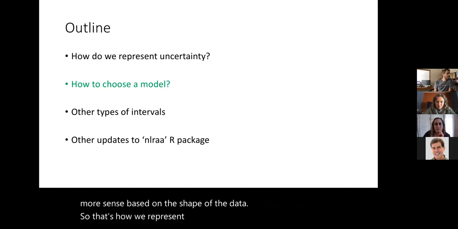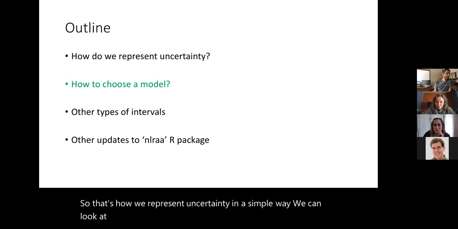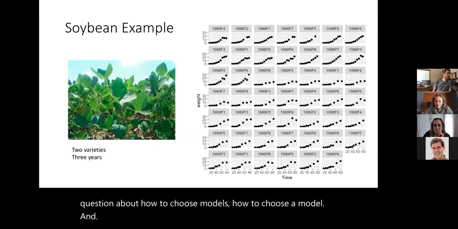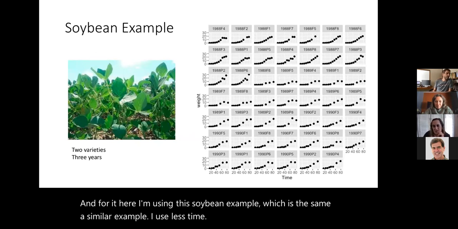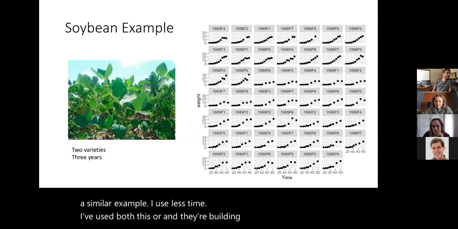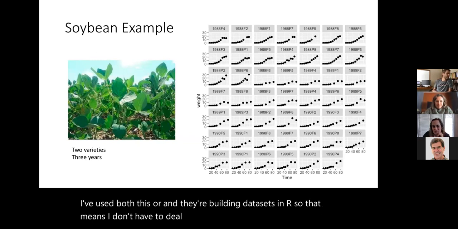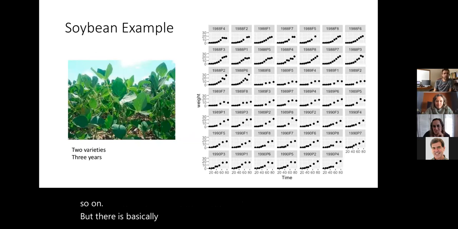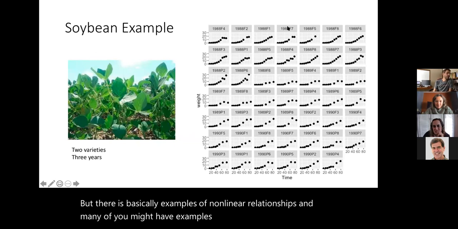In a simple way, we can look at a more complex way. And here I wanted to expand on the question about how to choose a model. For this, I'm using the soybean example, which is similar to an example I used last time. They're built-in data sets in R, so that means I don't have to give you extra data sets and so on. But they're basically examples of nonlinear relationships, and many of you might have examples of nonlinear relationships.